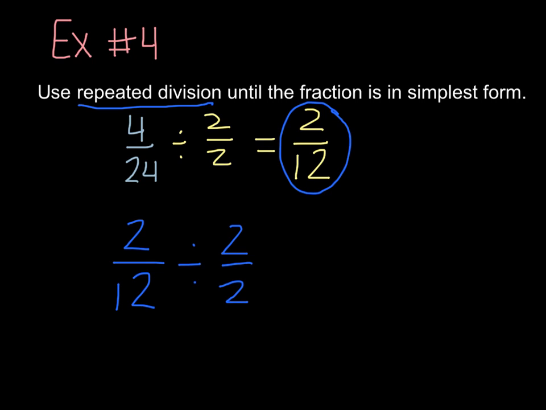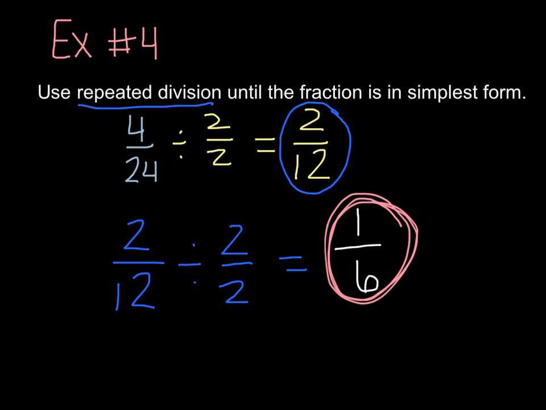So doing it again. And you don't always have to use the number 2. You could use something else, something greater, if there is a number that they both can be divided by. So 2 divided by 2 is 1, and 12 divided by 2 is 6. Now I know that that is in simplest form because there's nothing that 1 and 6 can both be divided by except for 1, but that's going to keep giving me the same answer. So 1/6 is my simplest form.